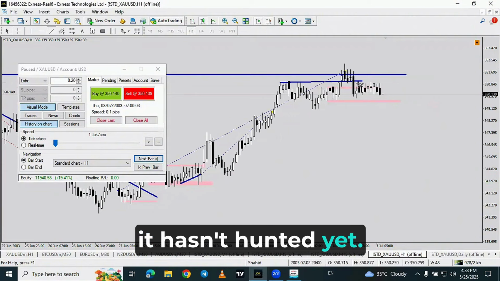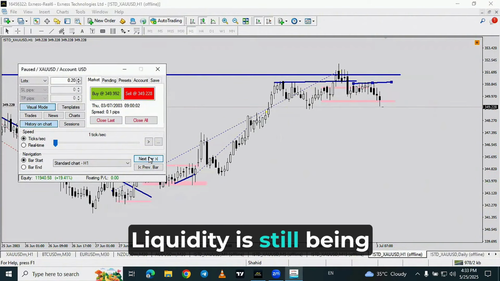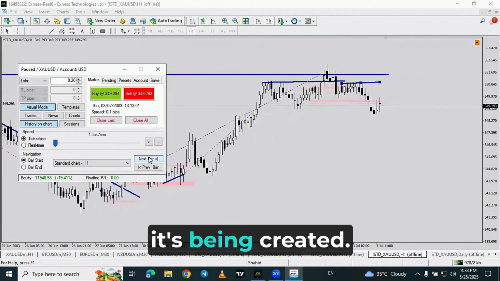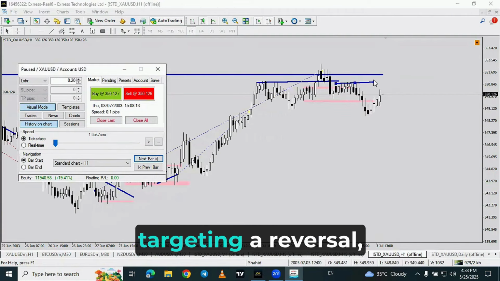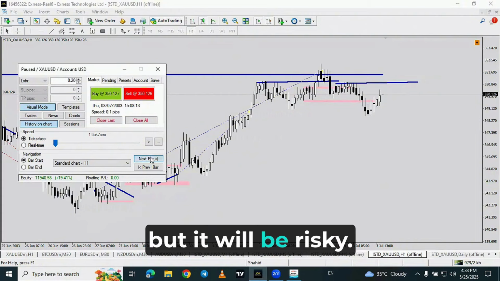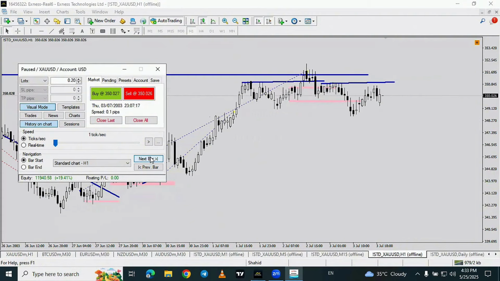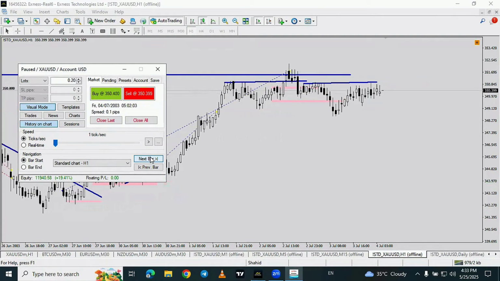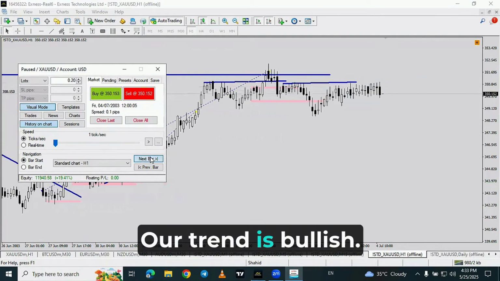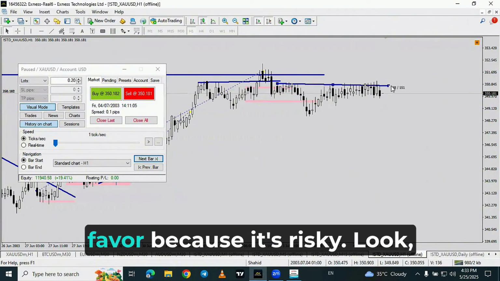It hasn't hunted yet. Liquidity is still being created. If you see, it's being created. We'll take a sell from here, targeting a reversal, but it will be risky. It will be risky. Our trend is bullish. This trade might not go in our favor because it's risky.